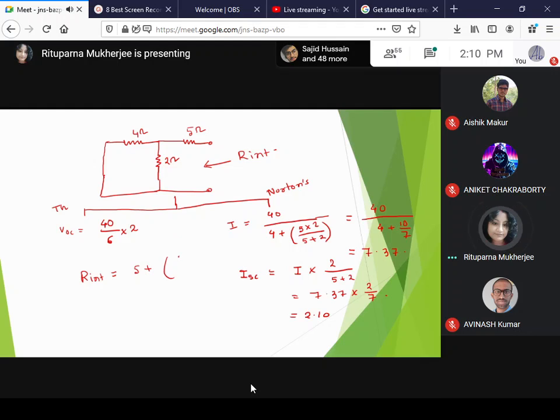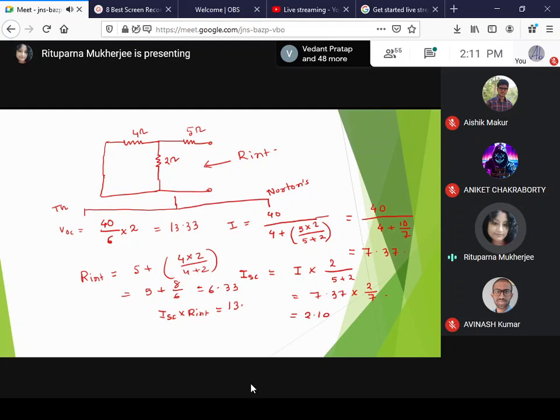That should be 5 plus these two, which are parallelly connected. So 4 into 2 by 4 plus 2. That means 5 plus 8 by 6. What is the value? 6.333, right? And what is the value of this one? 80 by 6, it should be 13.33. Now, if we calculate ISC into RTH, what is the value? It should be 6.33 into 2.10. The value is 13.3.